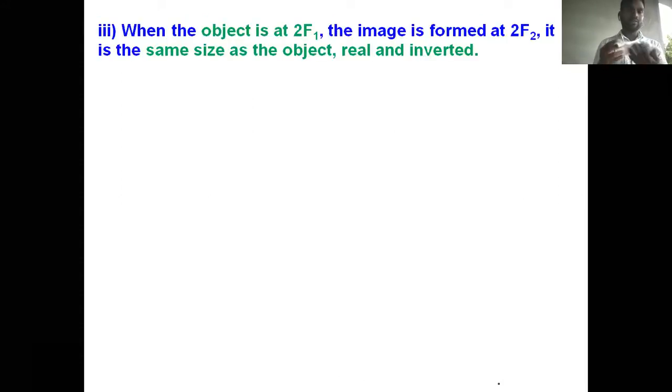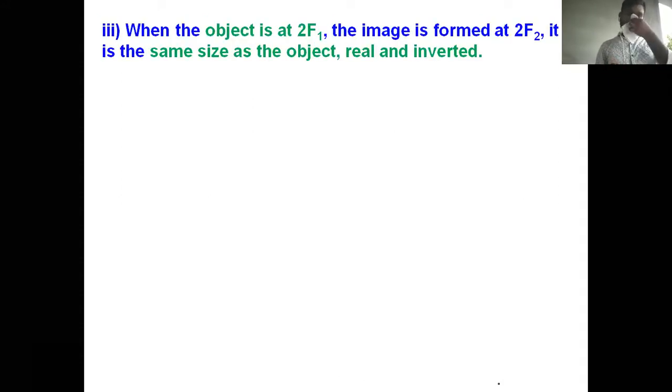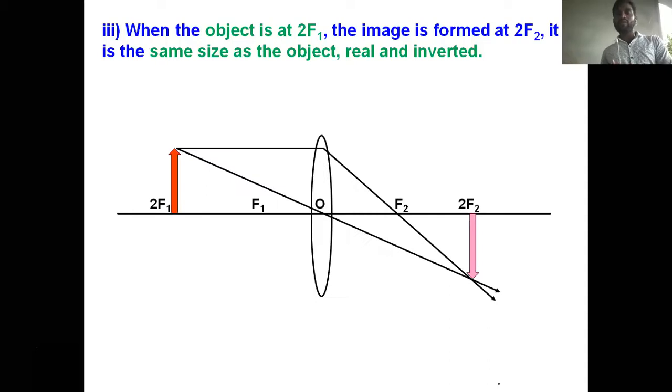So what about the third case in convex lenses? The object is kept at 2f1, and the image is formed at 2f2. See, I simply place the object at 2f1 and the image is also formed at 2f2. See how much length we have from the object to the optic center, the same length we have from 2f2 to the optic center. So from that we observe that we are getting the same size of image. Whatever size the object has, the same size of image we are getting.